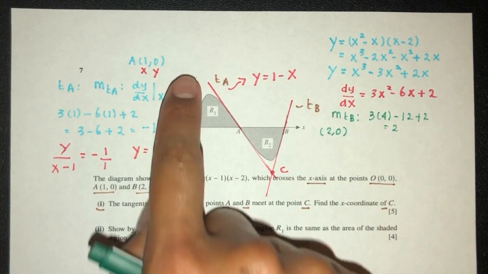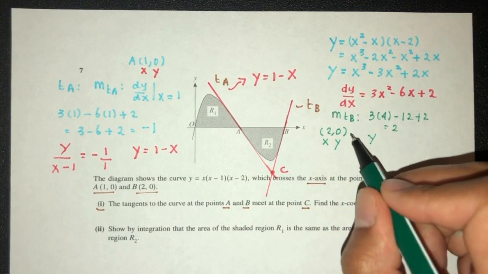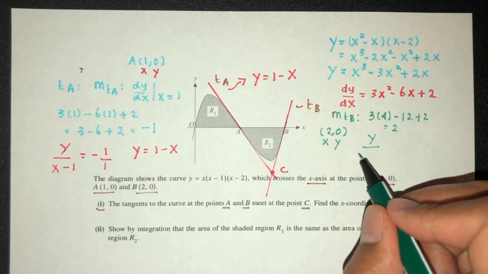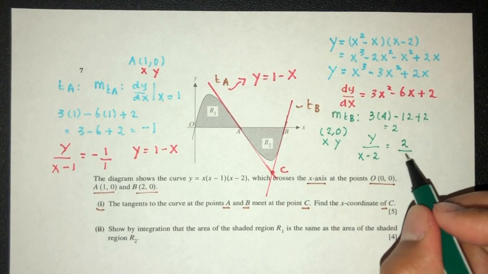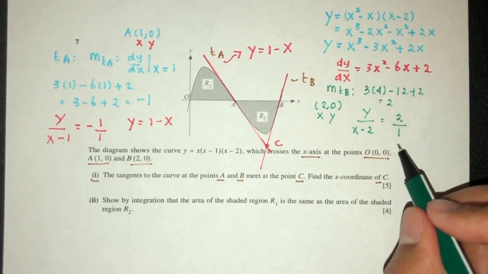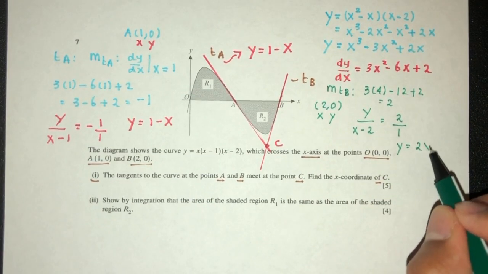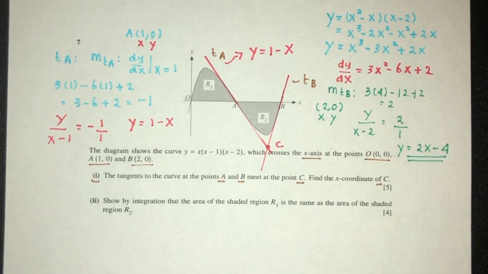So here we have 2, 0, so that is the x value, y value. Y minus 0 over x minus 2 is equal to the value of 2. Cross multiply, you should have y is equal to 2x minus 4. That will be the equation of my line, the tangent at B.